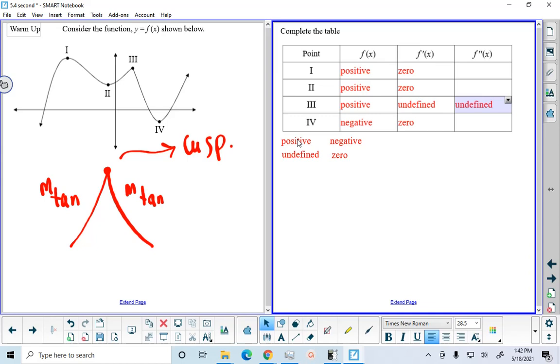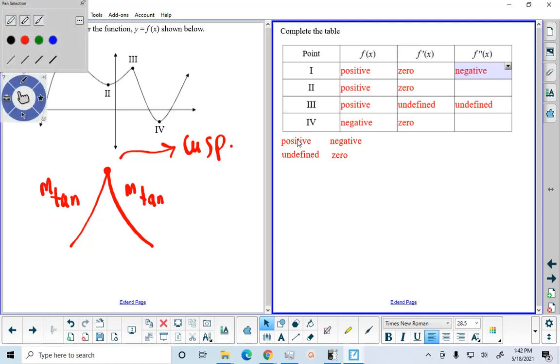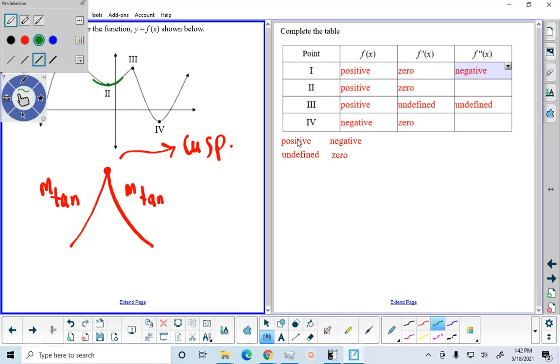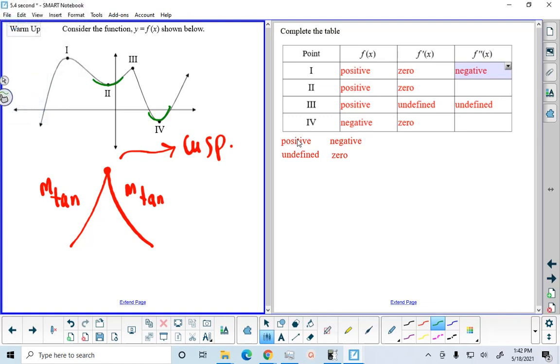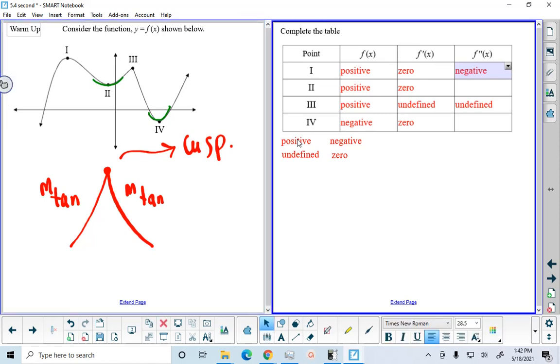Well, this is what we just learned. If you take a look at point 1, since point 1 has a concave down shape to it, the second derivative at point 1 will be negative because it's concave down. Whereas in the region where point 2 is, it's concave up. In the region where point 4 is, it's concave up as well. And that means for concave up that the second derivative is positive.